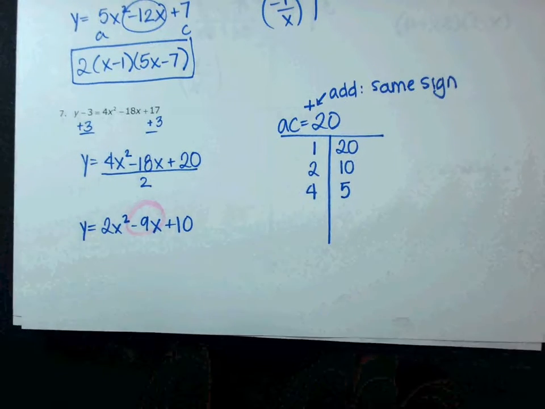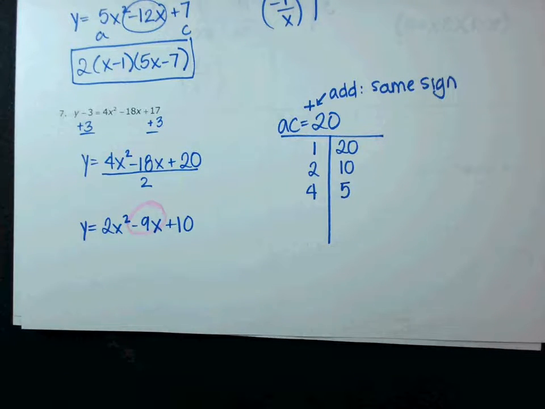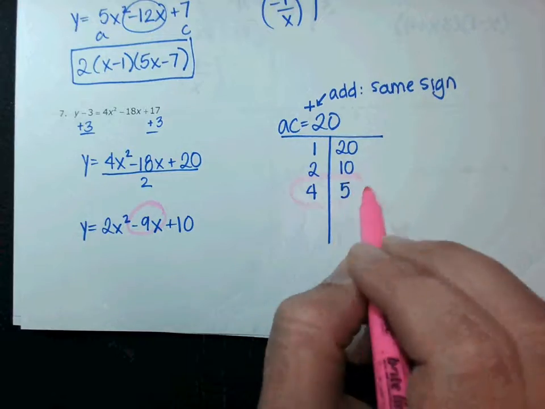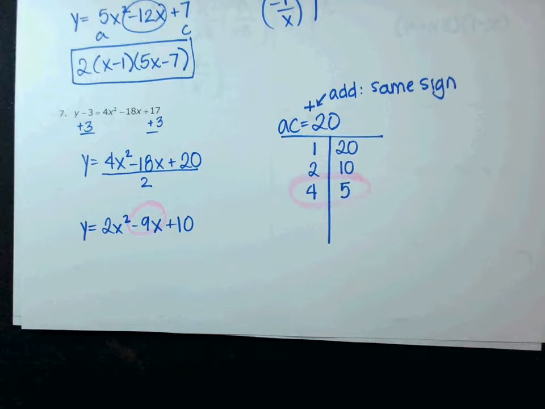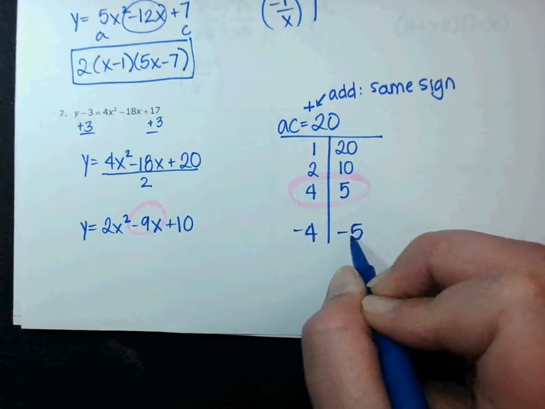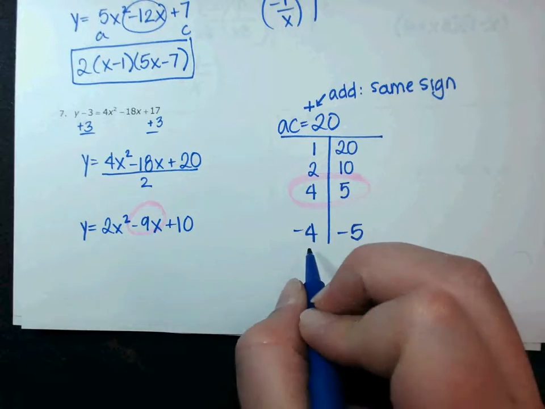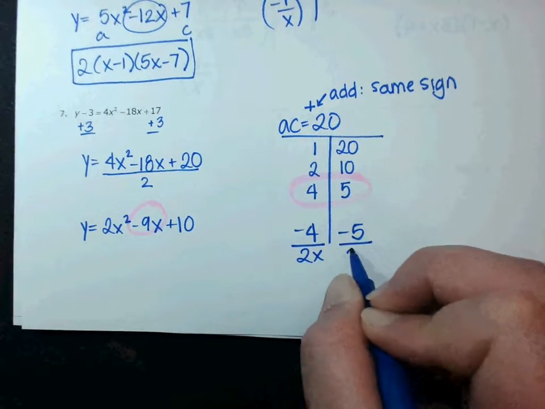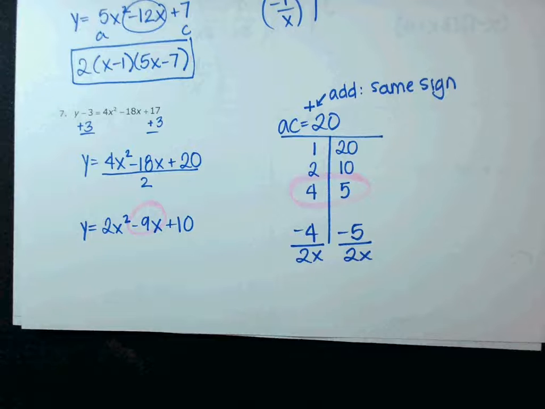Negative 9. Now first let's deal with the 9. Which one adds to 9? 4 and 5. But if I want negative 9, I need to turn them both negative. Then divide both of those by 2x. Always one of them will divide. Sometimes both of them divide.